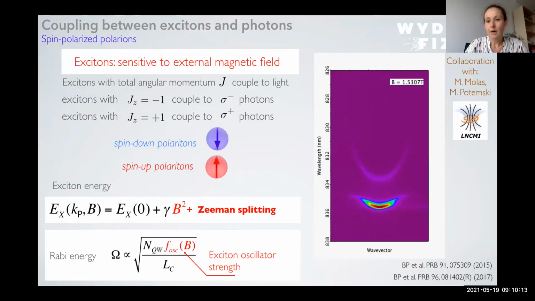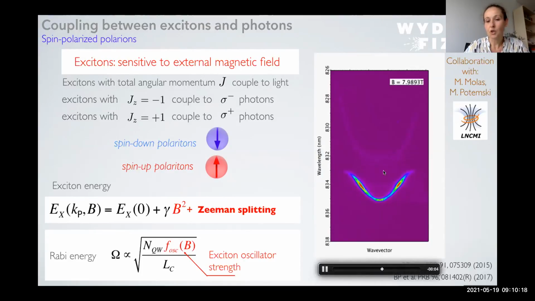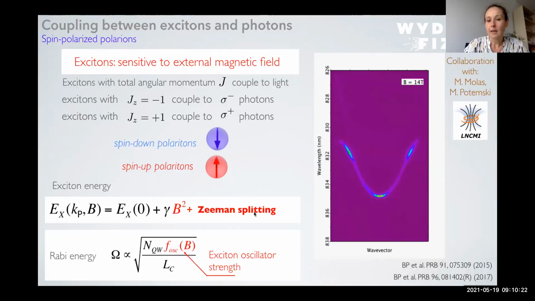Okay, so now I increase the magnetic field, and you see that the excitonic level shifts up due to this diamagnetic term. Even up to 14 Tesla for a gallium arsenide structure, you do not observe strong Zeeman splitting of the lower polariton mode, because the Zeeman splitting is very low. It's usually in the micro electronvolts range.